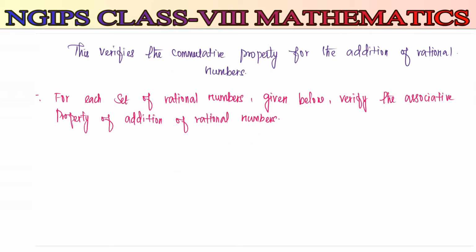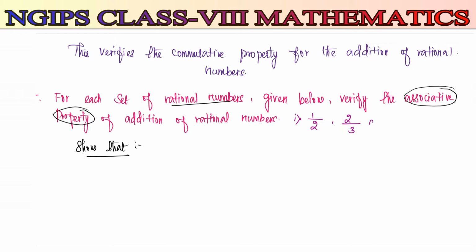Okay, now if you look at this: for each set of the rational numbers given below, verify the associative property. So associative property means you have to consider the addition of three rational numbers. For the associative property they have given three rational numbers. Here the numbers are, the first one, 1 by 2, 2 by 3 and minus 1 by 6. So we have three numbers, right? Just we need to write in the form of the associative property.